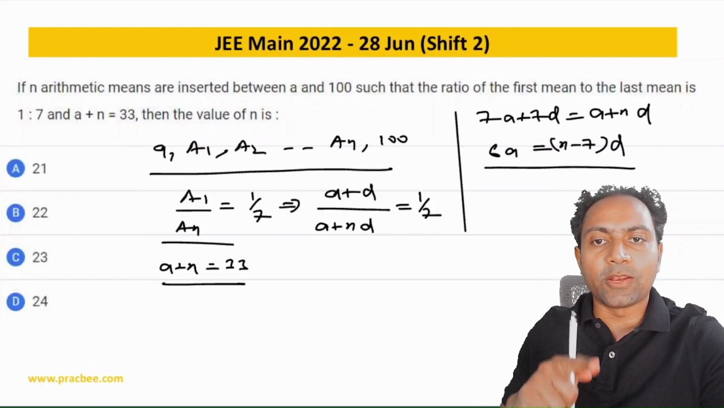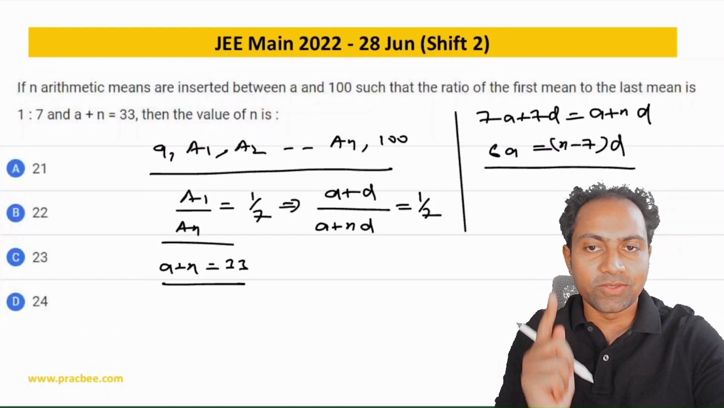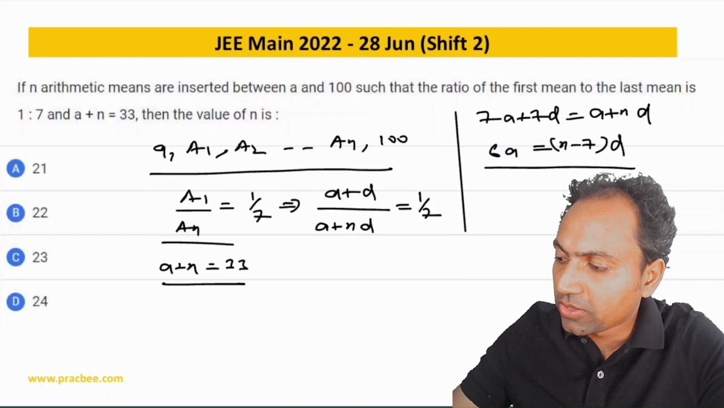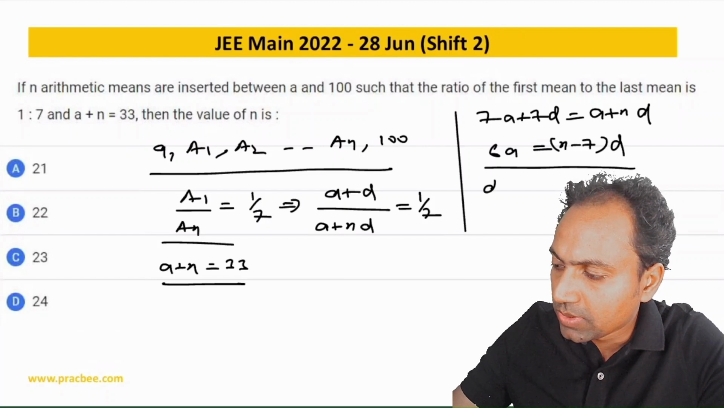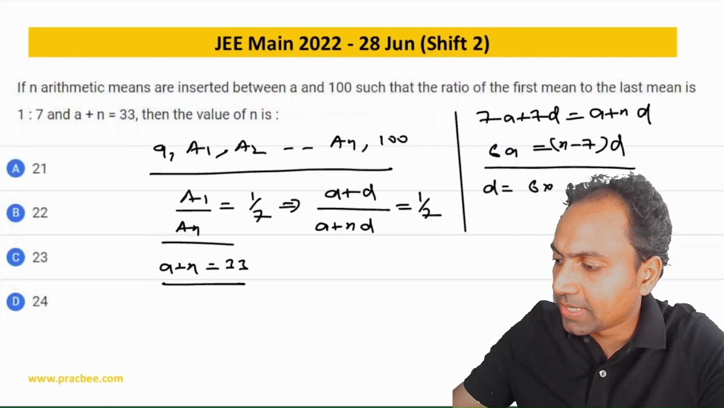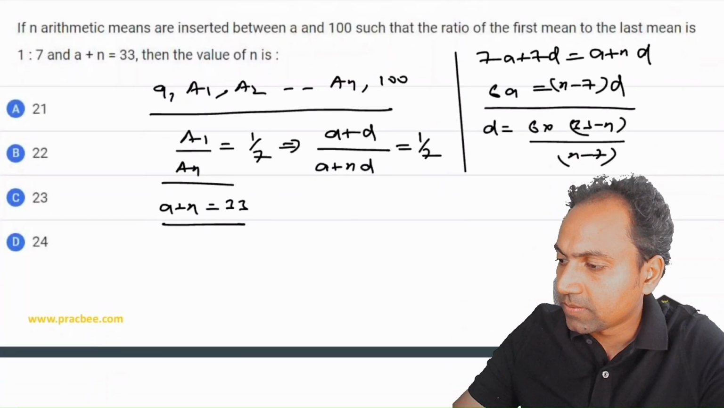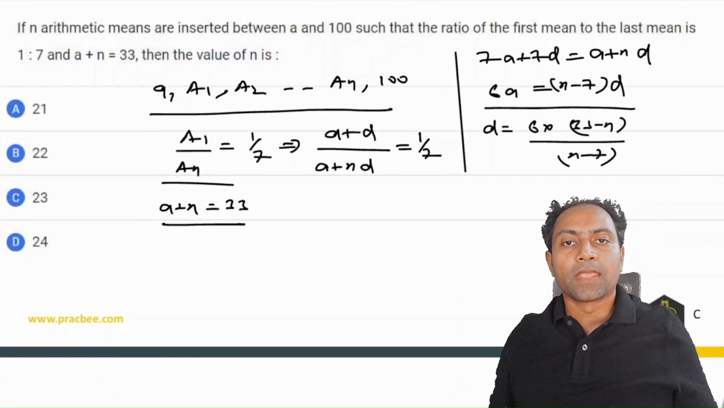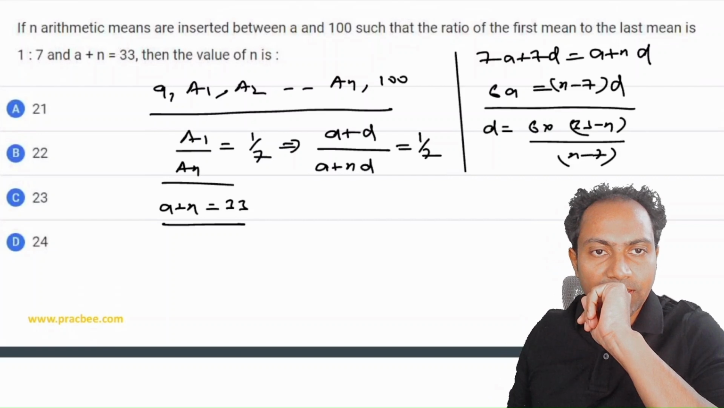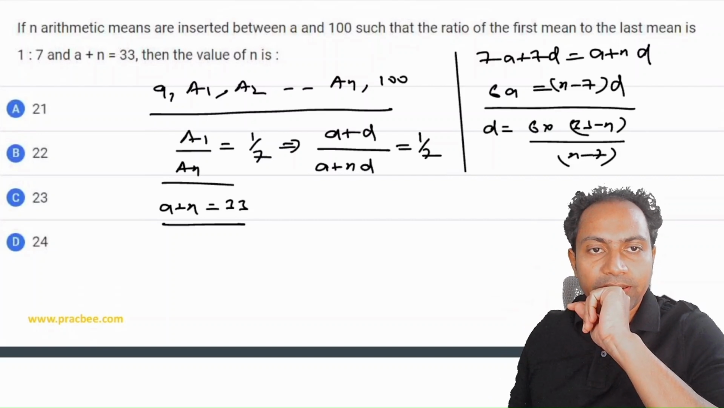And we also know the value of A in terms of N, because in the question they have asked the value of N. So I can also substitute this. So D comes out to be 6 times A, that is nothing but (33 minus N) divided by (N minus 7). These are the values that we are getting. Now once you have got this D, A we already know in terms of N.